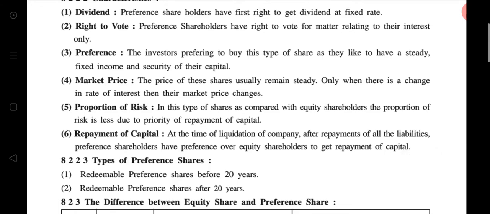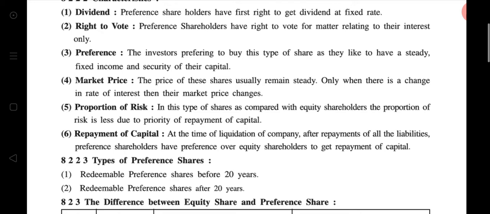Then the next one is preference. The investor preferring to buy this type of share likes to have a steady fixed income and security of their capital, because in preference shares there is no risk of any kind, since they have the first right to get dividend at a fixed rate, and also the first right to get capital returned at the time of liquidation. So there is no single type of risk.